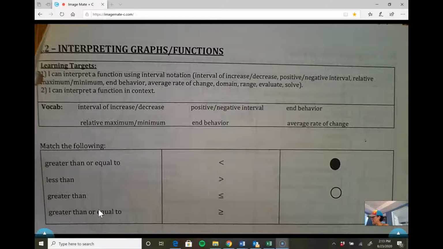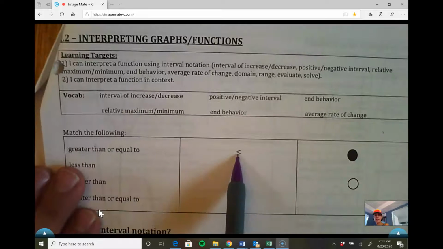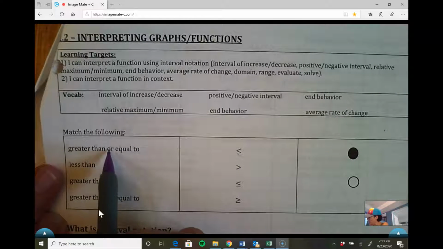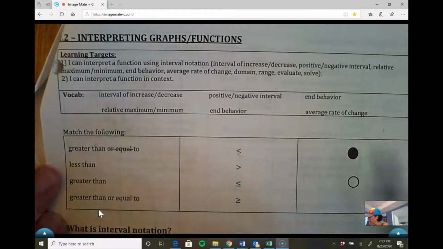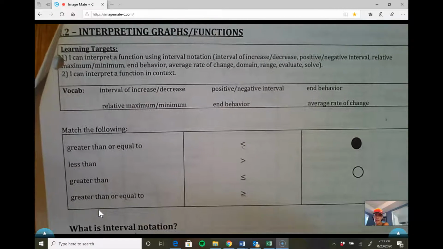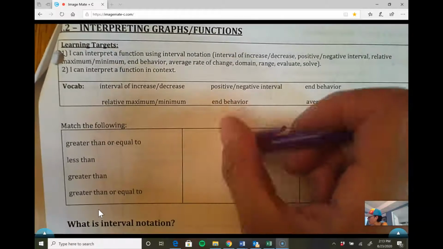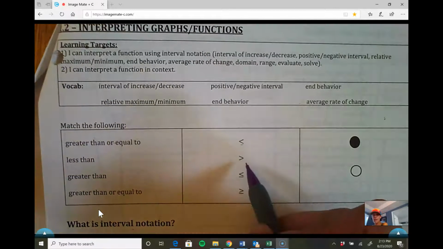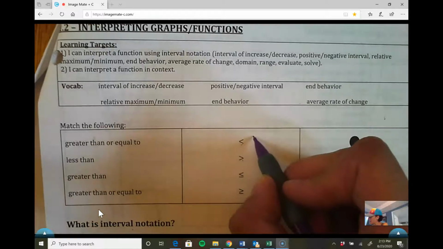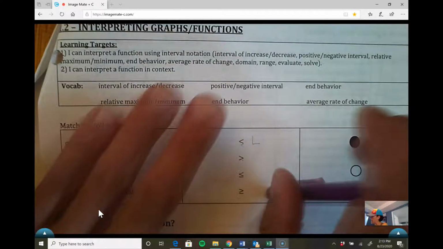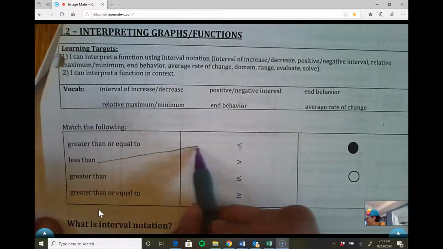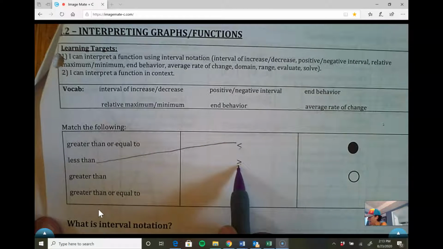So a couple things to note, when you see this symbol, this means greater than, and this should be cut out. Oh sorry, never mind, I'm not even reading the directions. We are going to match the following. So we've got our different symbols here. This is our less than and this is our greater than. I remember that this is a less than because this looks more like a capital L than this one does. So this one is less than. This then is greater than.